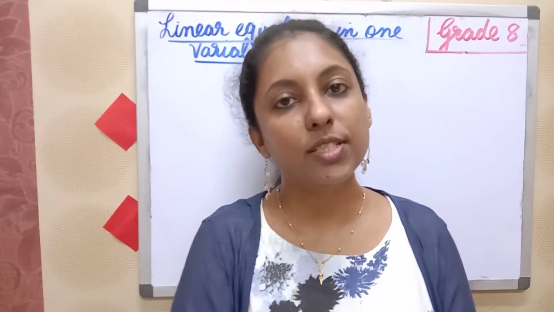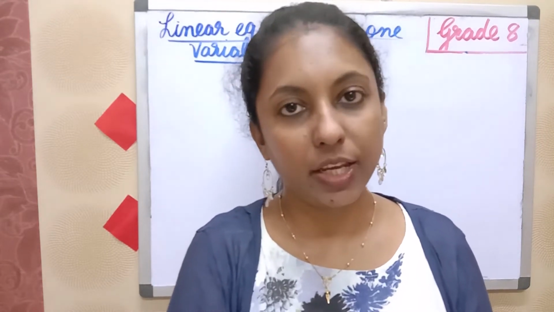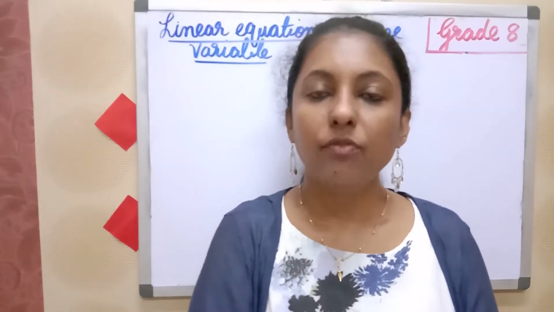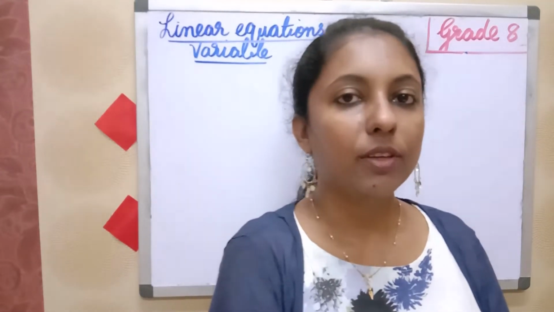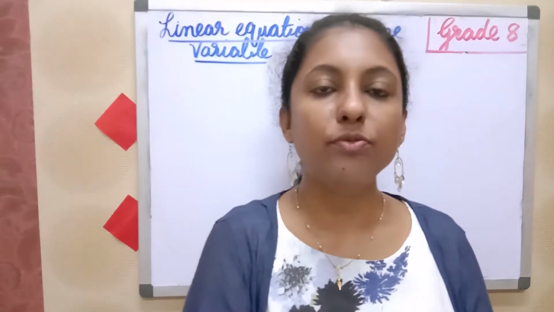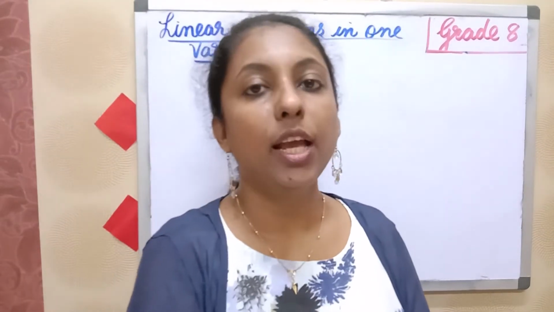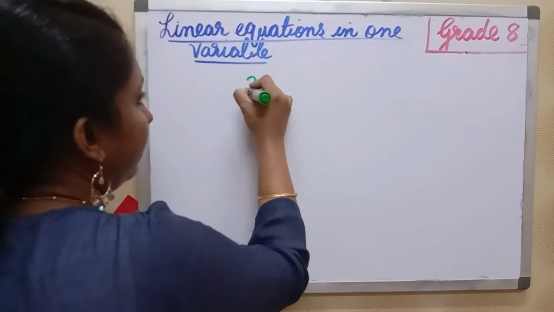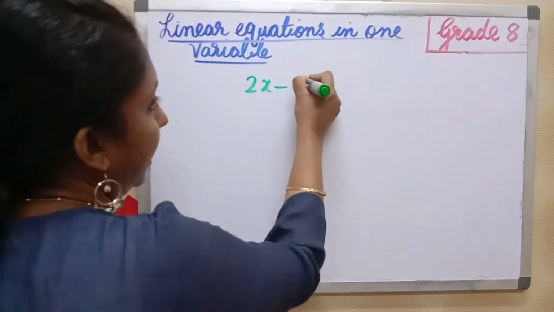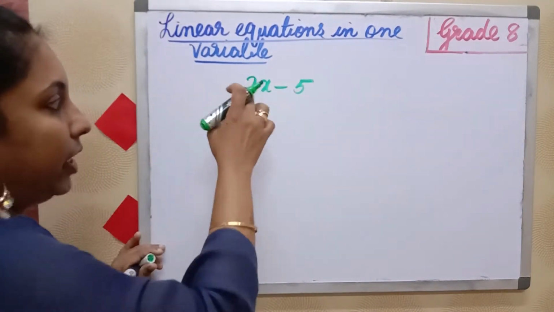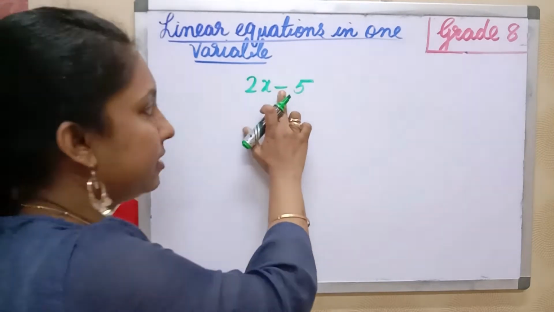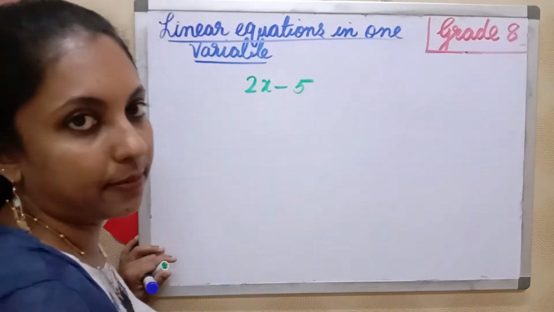Today we are going to start a new chapter 2, linear equations in one variable. First you have to recall algebraic expression. What is an algebraic expression? An expression made up of variables and constants along with algebraic operations. 2x minus 5, this is an algebraic expression. Variable x, algebraic operation minus, 2 and 5 are constants.